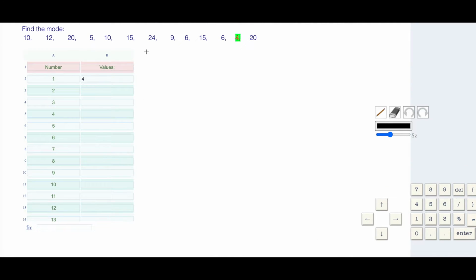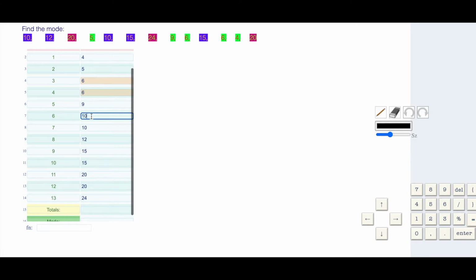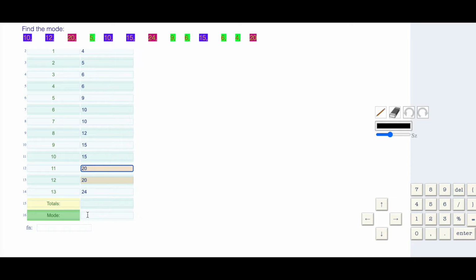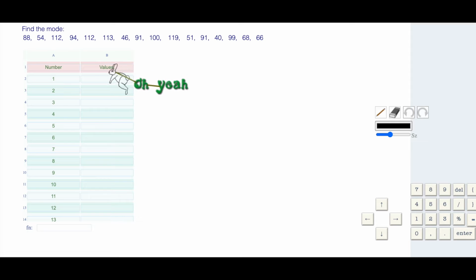Let's try another one. 4, then 5, and then I've got a pair of 6s, 8, 9, 10, a pair of 10s, a 12, a pair of 15s, a pair of 20s, and a 24. I've got a pair of 6s, and then I got a pair of 10s, and then I've got a pair of 15s, and a pair of 20s. I've got many different modes. I've got 6s, 10s, I've got 15s, and I've got 20s. If you have more than one mode, you got to list them all.